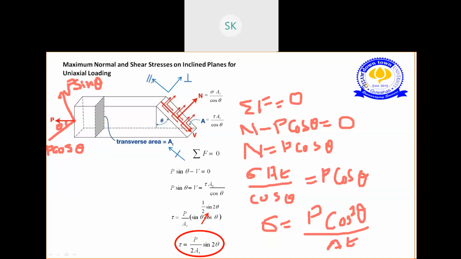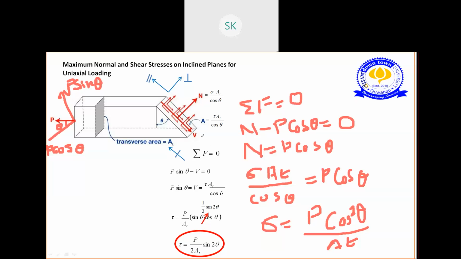Now we have resolved the perpendicular forces. Now we'll resolve the parallel forces. So I'm taking summation of all parallel forces equal to 0. Now this is one parallel force to the surface. Suppose here I am taking P sin theta as positive and this direction as negative. So P sin theta minus V equals 0.